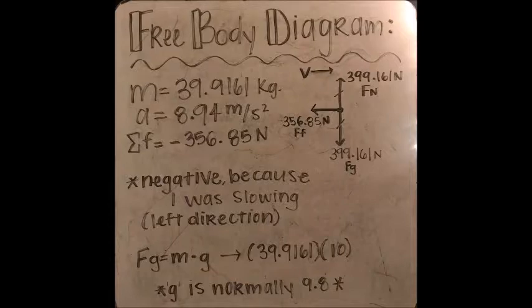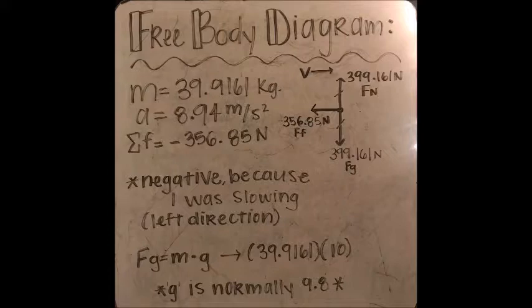Here is where I'll explain why our net force came out to be negative. I started the free body diagram with a dot representing the object in motion. I drew the arrows according to the directions of the forces. I found force of gravity and normal force to equal 399.161 newtons with the equation force of gravity equaling mass times gravity.